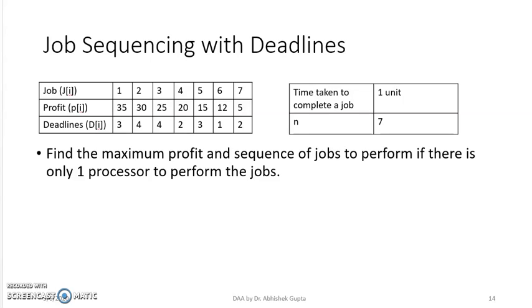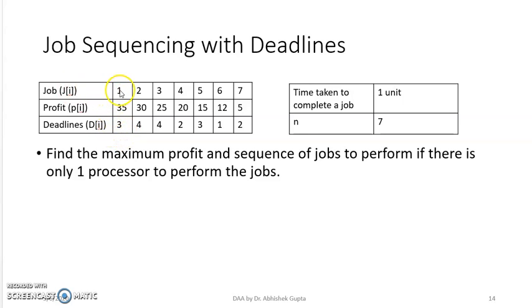Okay, in this lecture, I will explain job sequencing with deadlines. For this type of problem, you are given the jobs. In this example, you have been given 7 jobs. You can see over here n equals 7. It means 7 jobs are given, and corresponding to these jobs, the profits are given, and the deadlines of the jobs are also given.